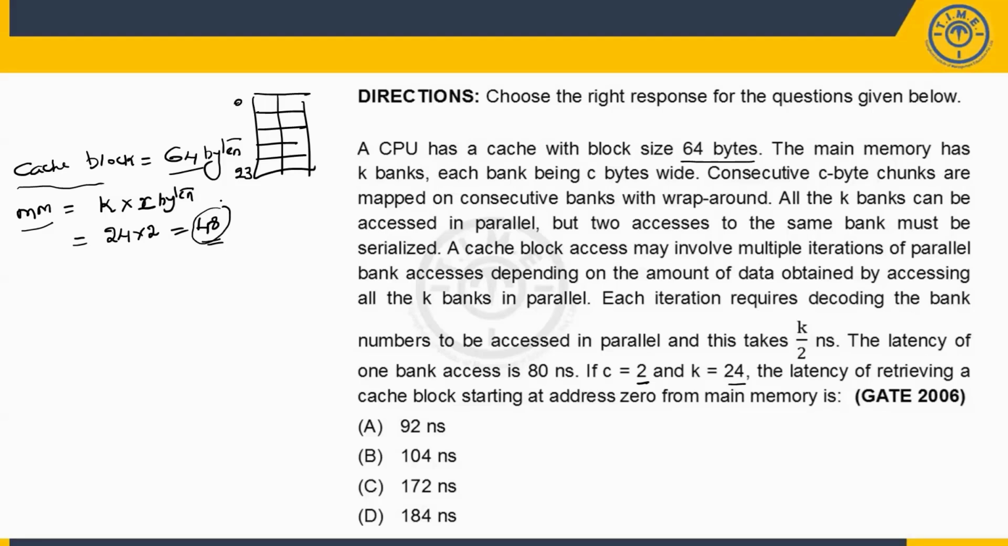Generally, what is the scenario? The main memory is much greater and bigger than cache size. But here, one cache block is more than the size of the main memory. Consecutive C byte chunks are mapped on the consecutive banks on the wraparound. So what does that actually mean?